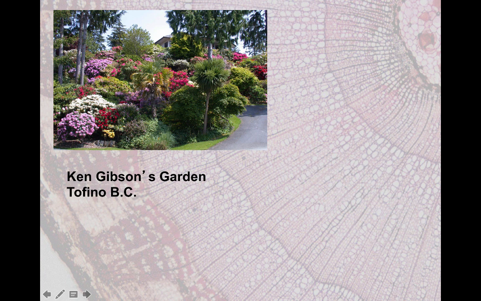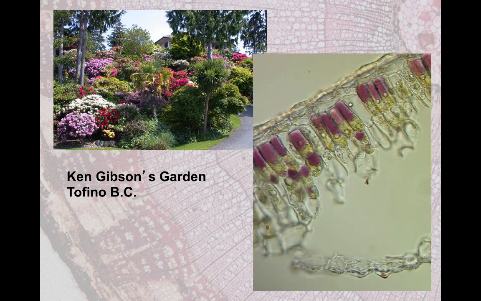Oh, this is just a picture from Tofino of a fellow named Ken Gibson, and he has the most amazing azalea and rhododendron collection. He lives on a little hill in the middle of Tofino. It's exquisite, well worth a visit. He's a very nice fellow as well. But if you were, and I don't recommend this, to make a cross section of the petals of his azaleas, you might find here's a leaf cell right here, and this purple part is the vacuole, and you can see it's got lots of pigment in it.